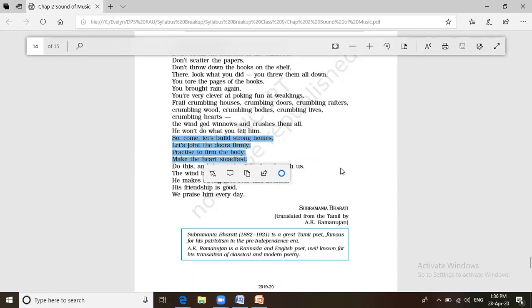Now we come to the next 4 lines. Do this and the wind will be friends with us. The wind blows out the weak fires. His friendship is good. We praise him every day.